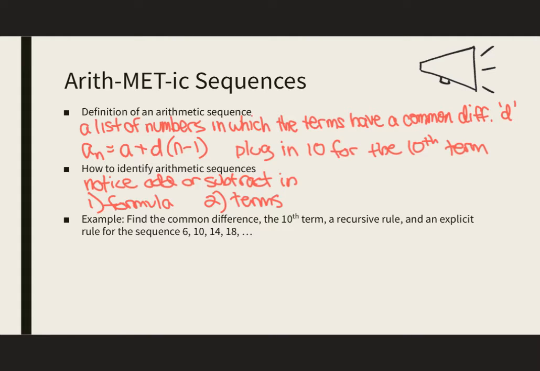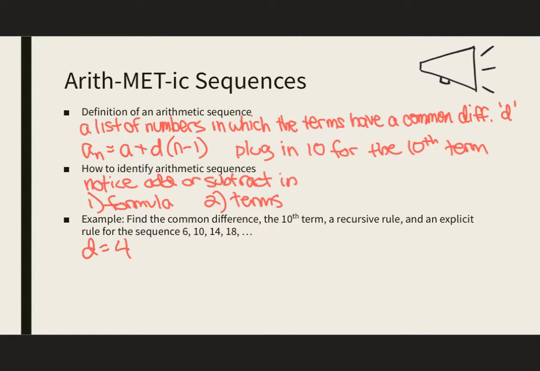Let's do an example. Find the common difference, the 10th term, a recursive rule, and an explicit rule for this sequence here. So this list of 4 numbers. Let's do these things in order. Just by looking at the terms, I can tell that the common difference is 4. We're going from 6 to 10, 10 to 14, and so on. So that is the common difference.